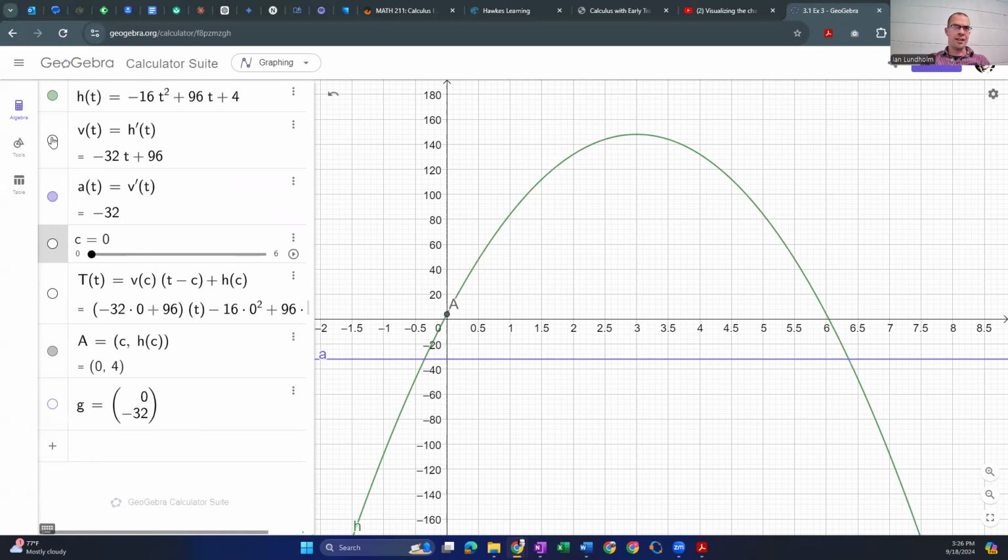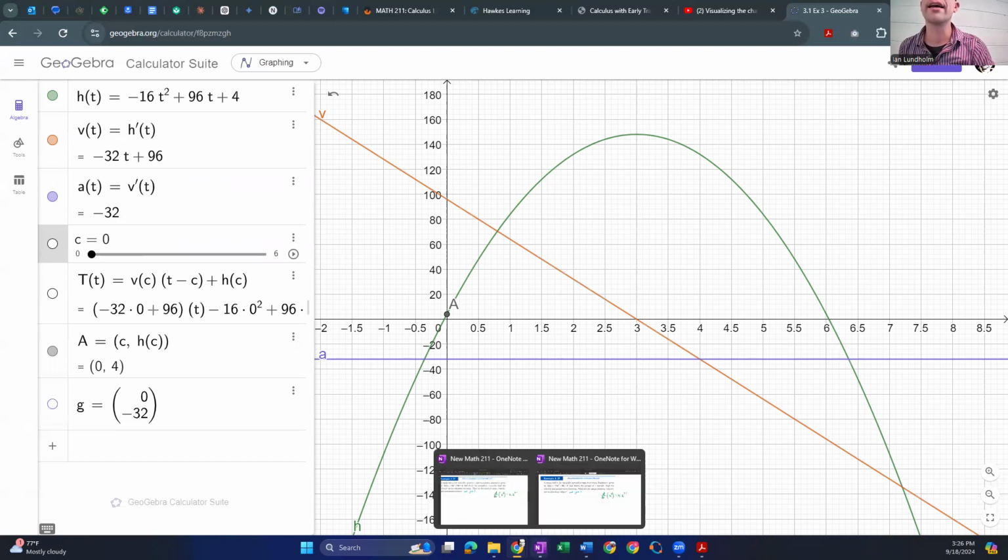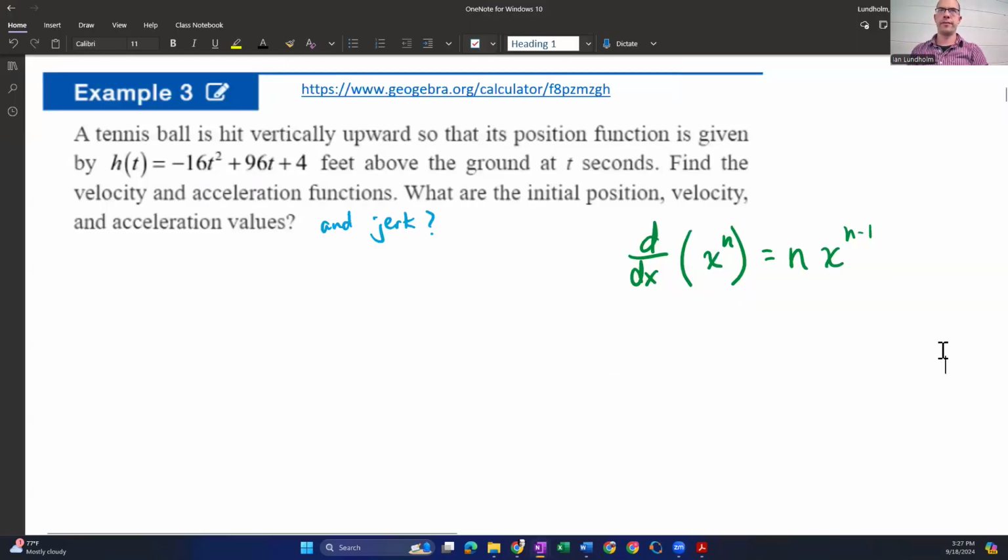Velocity is the antiderivative of acceleration, but it's the derivative of the height function. And so, yeah, you can see the power rule happening here. The position function is a quadratic, the velocity function is a line, the acceleration function is a constant, -32. Let's go back and just write this out here, making use of the derivative notation as well. Okay, so h of t is -16t squared plus 96t plus 4.